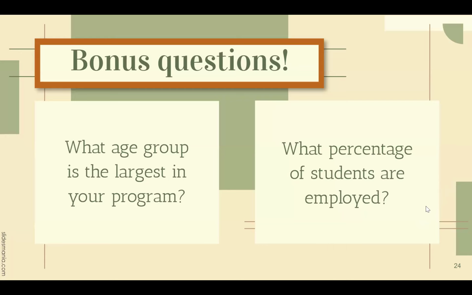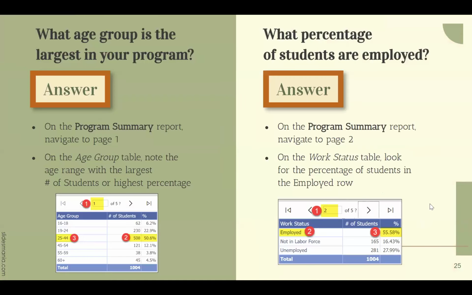Okay, we're really running out of time here, so I'm going to quickly get to our last couple questions. Here are the answers. You obviously found them on that same report, the program summary, page 1. There's a table of your age groups and the counts and percentages. And there's a table of your work status. Oh, page 2. Work status and the percentages: employed, not in labor force, unemployed. For Jody, if you're in the program summary report, go to page 3.